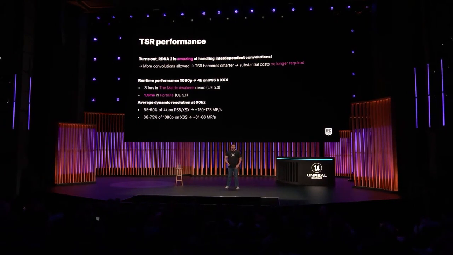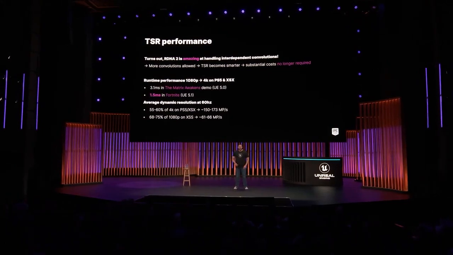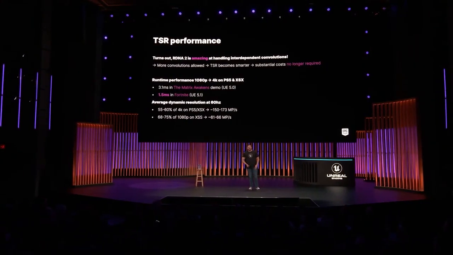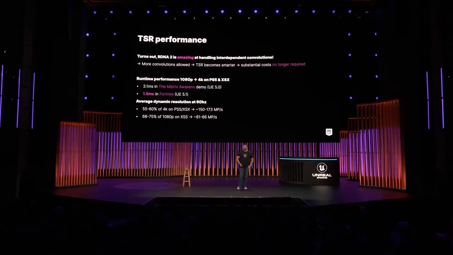On Xbox Series S, we had to reduce display resolution as well as other effects in the game to make sure that the rendering resolution remains reasonably high, on average about 68 to 75% of 1080p, to maintain enough information for TSR to converge to reasonable image quality on more GPU-intense scenes.